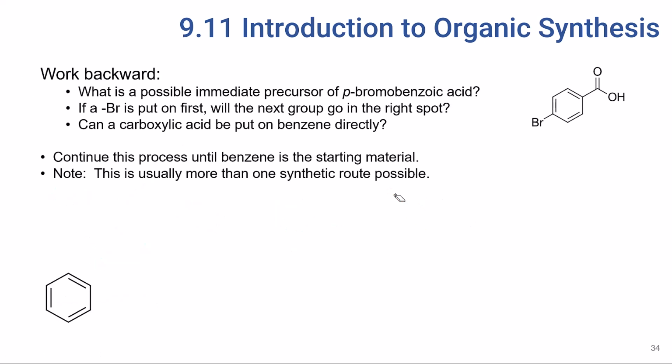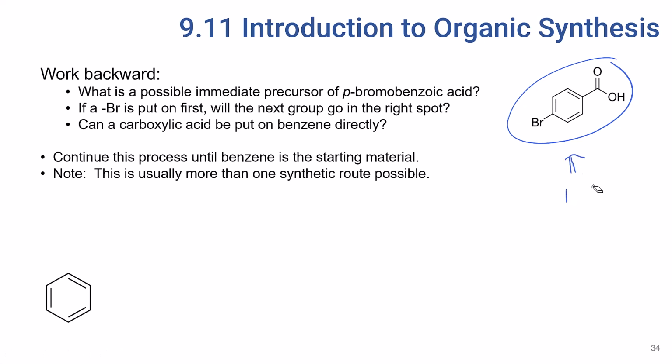We can sometimes work backwards in a reaction and try to figure out what is a possible immediate precursor of p-bromobenzoic acid if you were trying to synthesize this molecule. Let's say I wanted to add the bromine first. Is the next group going to go to the right spot? And can a carboxylic acid be put on the ring directly? So these are some questions you want to ask. And then you just continue the process until you have benzene as the starting material.